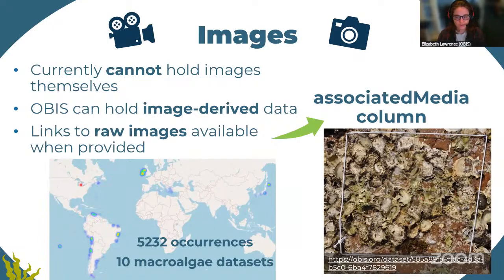And this also is a map. So I did some filtering on that previous heat map that we saw. These are all of the data sets and all the occurrences of macroalgae and seagrass in OBIS that have included something in the associated media column. So it's only coming from 10 macroalgae data sets and just over 5,000 occurrences, which may not be a lot compared to the number of data. So sometimes you can find this information in the data set metadata rather than this column itself.